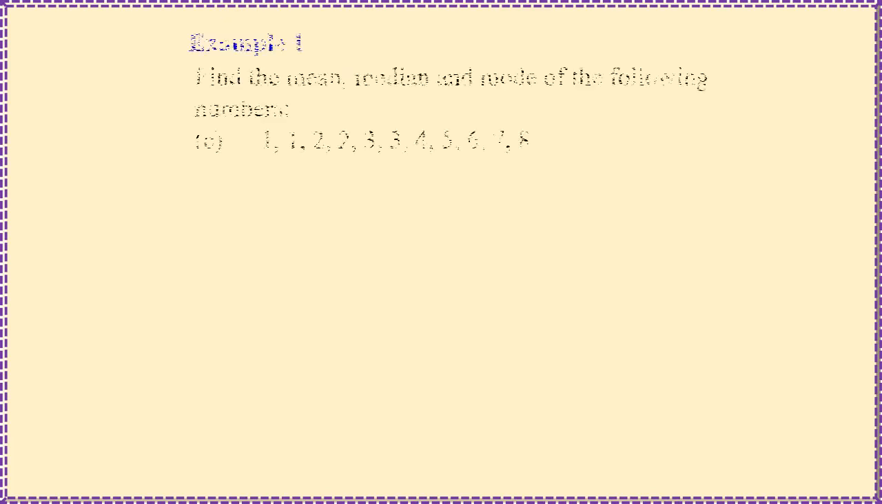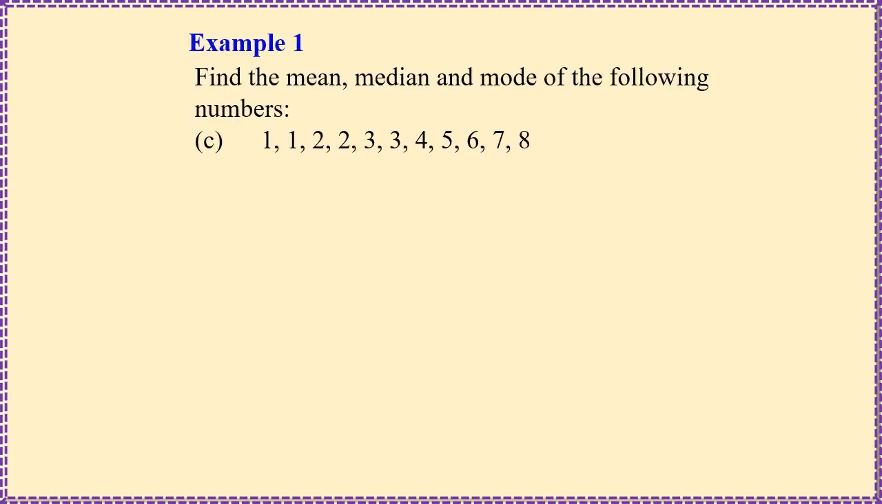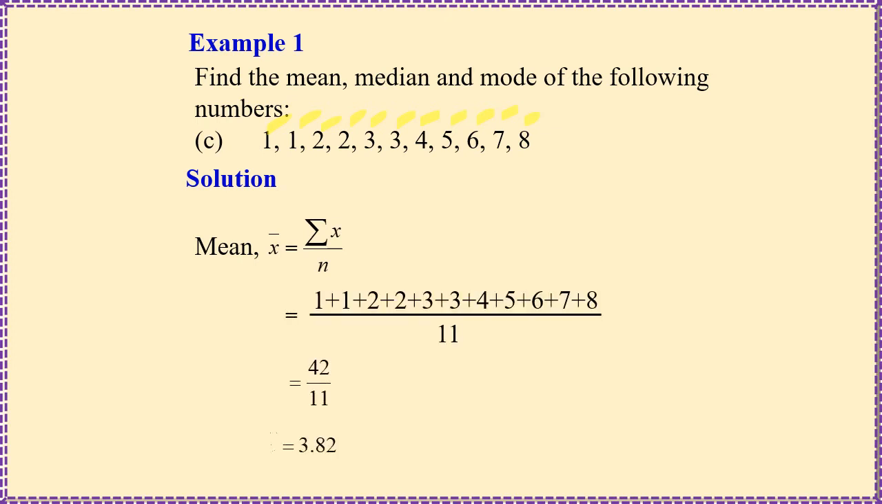Okay. Lastly, example C. Find the mean, median, and mode for the following numbers. So now, how many data do we have? 1, 2, 3, 4, 5, 6, 7, 8, 9, 10, 11. Also 11. So total up everything and divide by 11, we get the mean equal to 3.82.